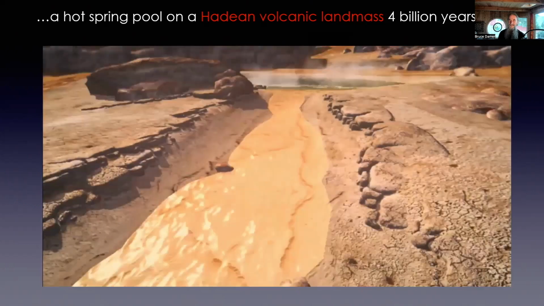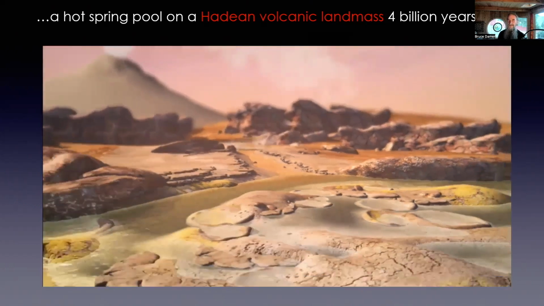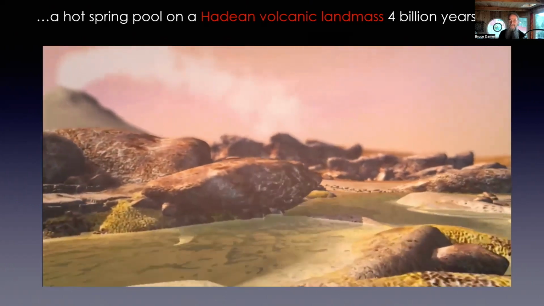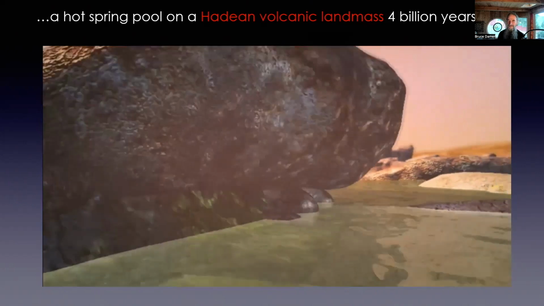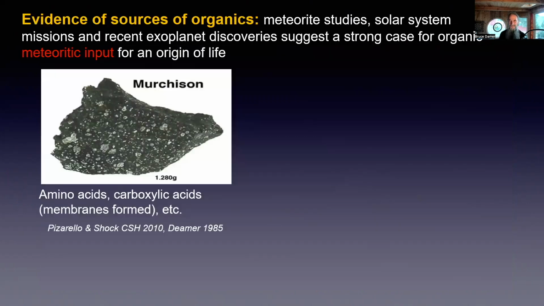This is an environment which we did a computer animation of, to show you the environment we think life could begin: a Hadean volcanic landscape, a hydrothermal spring, a geyser going off and filling the pool, which is drying down at its edges. So that's just a little peek into that type of landscape on the early Earth or other habitable worlds.